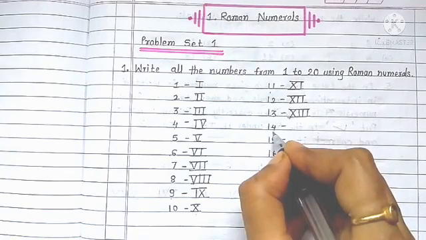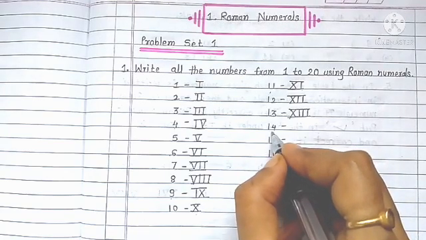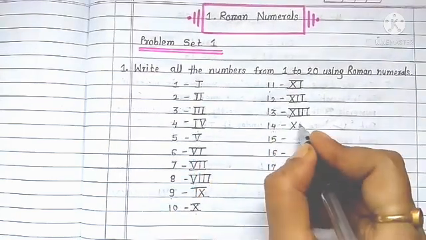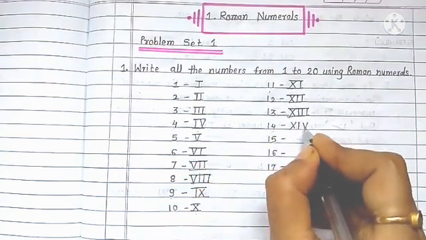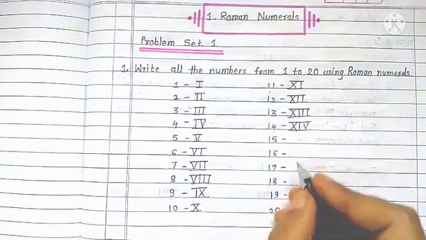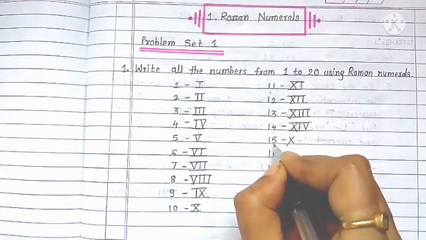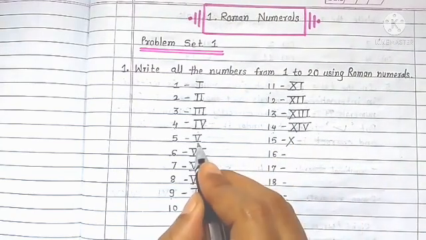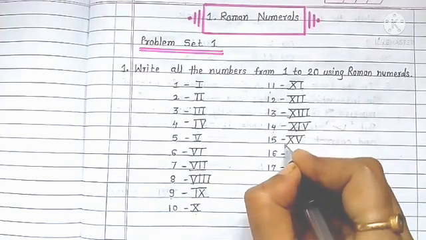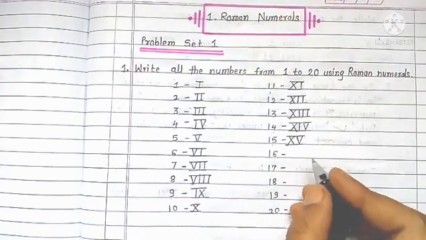Then 14 means 10 plus 4. For 10 we use X and for 4 IV. So XIV is used to write 14. Then 10 plus 5. For 5 we use V. XV is the symbol for the number 15.